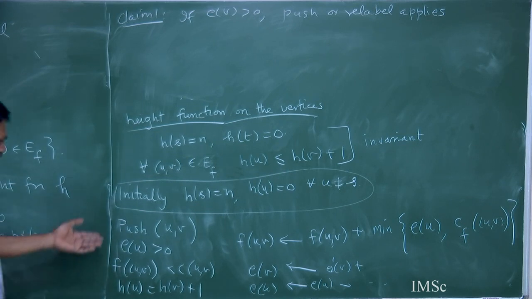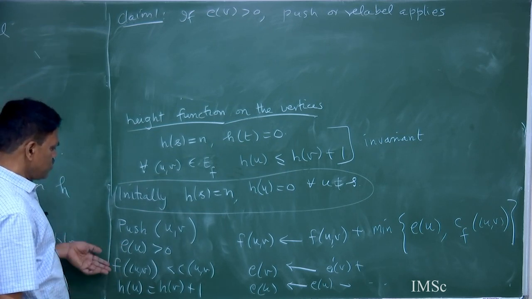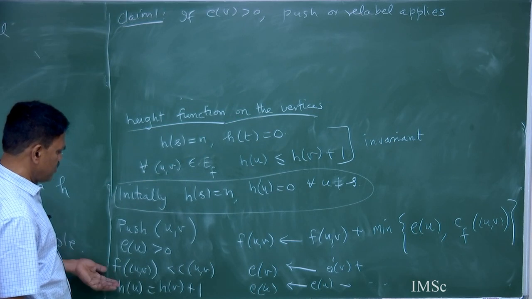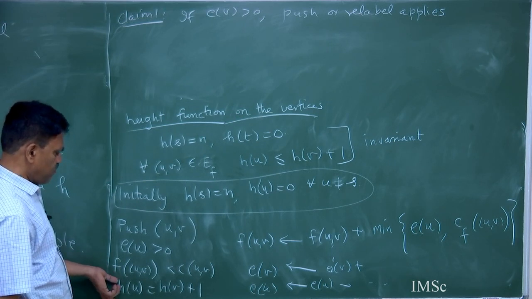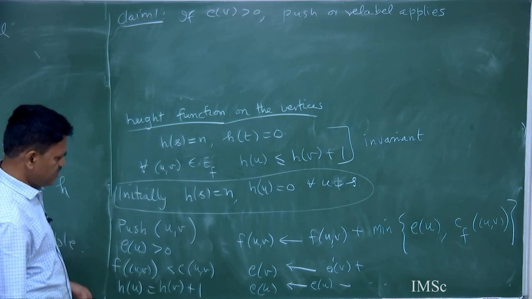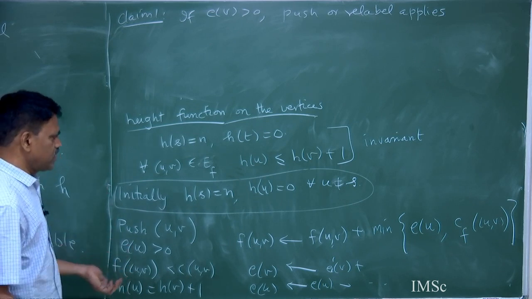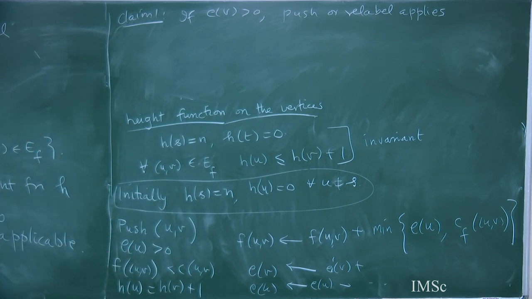If the excess is greater than 0, but I can't find any vertex in my residual network, or my height is less than or equal to h(v), then I can't apply push. But I claim that in that case I can apply relabel. Right? Is that clear? Is there anything to be proved? Something has to be proved.